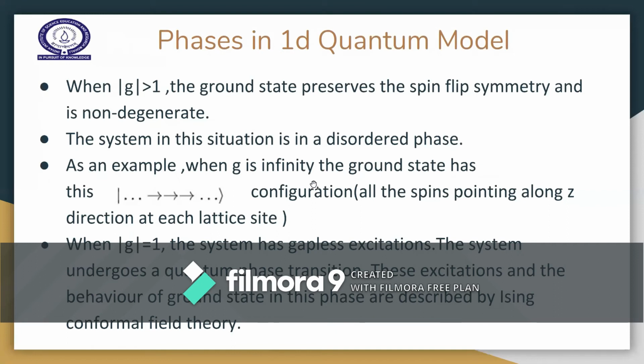Hope you guys remember that. Now, one more additional phase that is important to discuss is when |J| equals 1. What happens in this condition? The system has gapless excitations. The system undergoes a quantum phase transition. These excitations and the behavior of the ground state in this phase are described by Ising conformal theory, which we will not be discussing here.